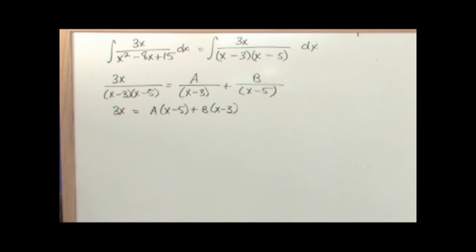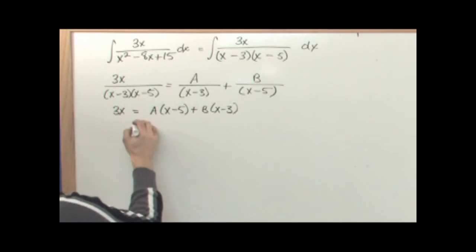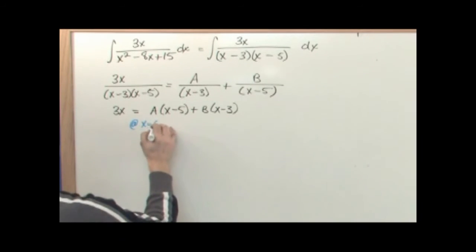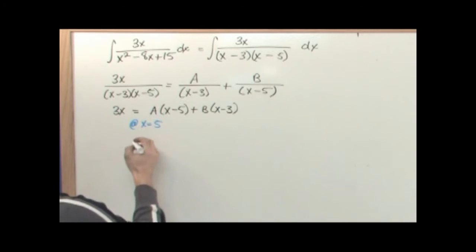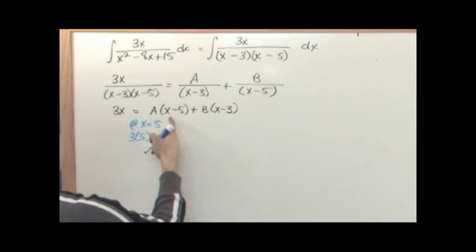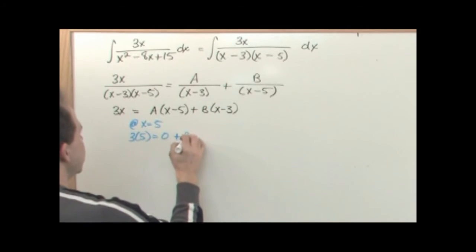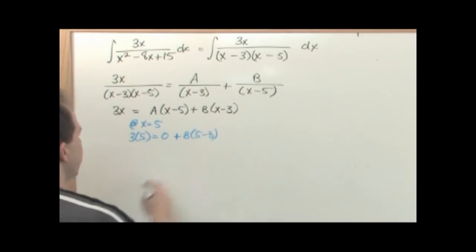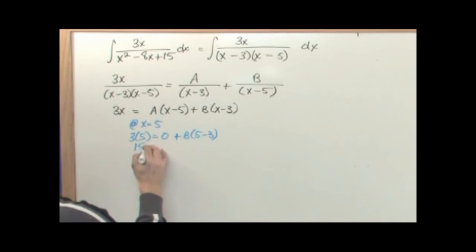Now this equation, as we said before, is valid for all values of x. So I can pick clever values of x to help me solve for a and b, and that's what I'm going to do here. At x equal to positive 5, that's going to make this drop to 0. Then I'm going to have 3 times 5 is equal to 0 because of this, plus b times 5 minus 3. So I'm going to have 15 is equal to 2b, so b is going to be 15 over 2.